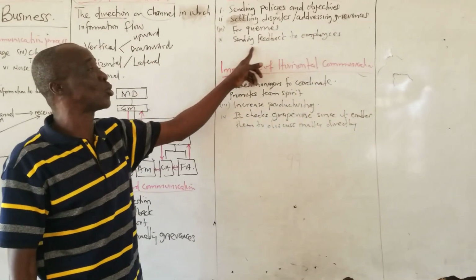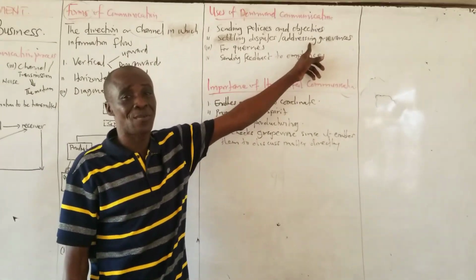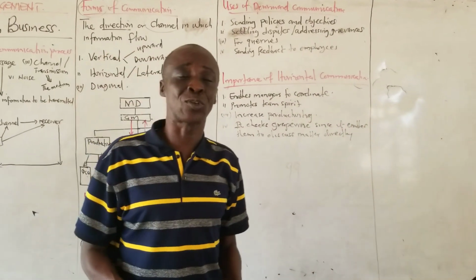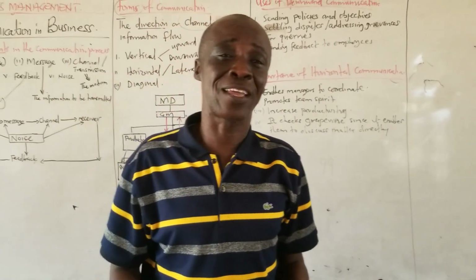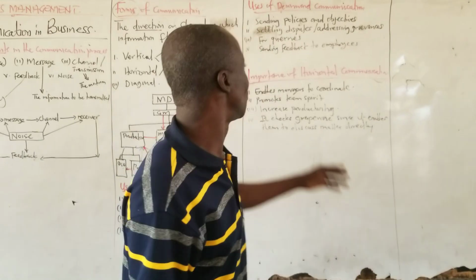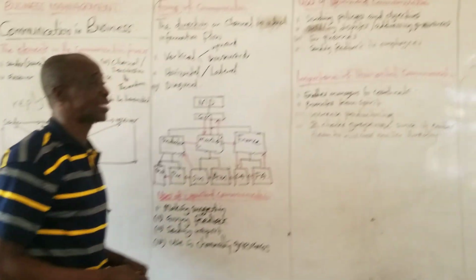Then it is also used to send feedback to employees. You send your grievances to them. Now they want to give you feedback on whatever you sent to us. Okay, you said we should reduce your working hours. From today, instead of working 5 hours, we have reduced it to 4 hours. They have sent you the feedback through downward communication. So that is for that one.